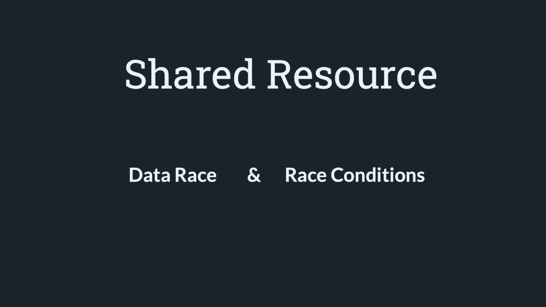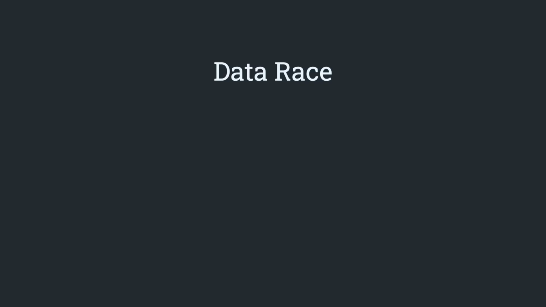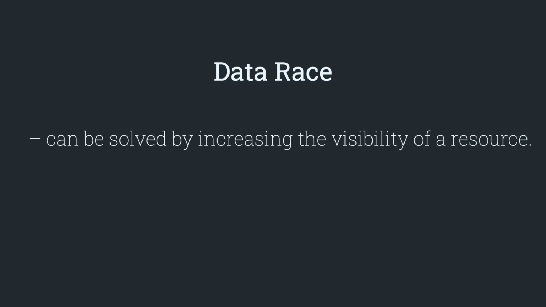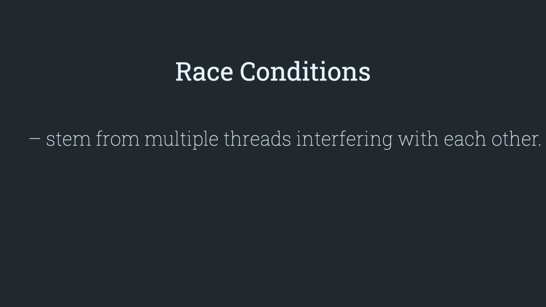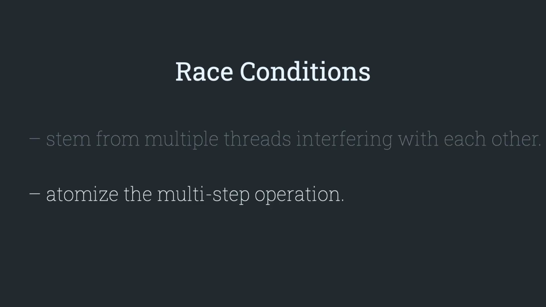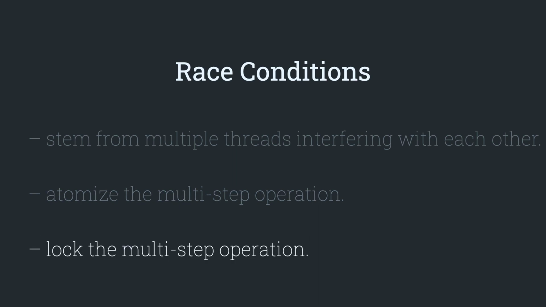So to recap, when multiple threads are sharing the same resource, your application is prone to data race and race condition bugs. Data race bugs, as we saw in the last video, can be solved by increasing the visibility of a resource, which can be done using the volatile keyword. Race conditions stem from multiple threads interfering with each other when operating on a shared resource. One solution is to atomize the multi-step operation, or simply lock the multi-step operation such that only one thread can execute it at a time.